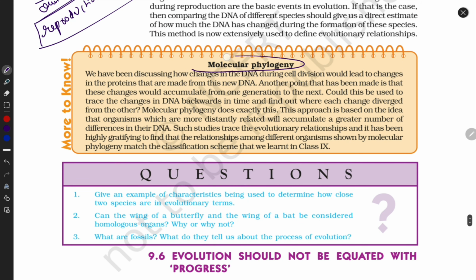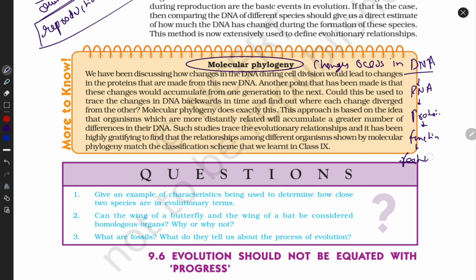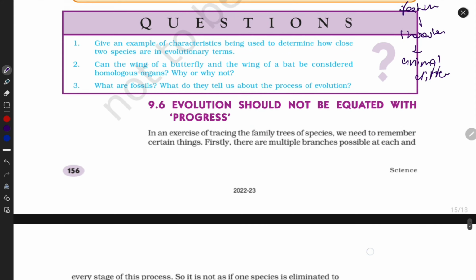What is molecular phylogeny? When changes occur in DNA. If DNA is different, then RNA is different. If RNA is different, then protein is different. If protein is different, then function is different. If function is different, then feature is different. If feature is different, then character is different. If character is different, all things are different. The animal is different. Clear guys? Very clear.